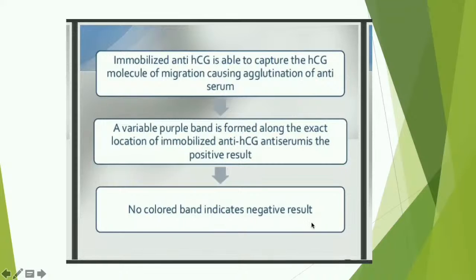So the strip which contains both conjugate and native anti-HCG is dipped in urine. So urine has HCG. Now this HCG combines with the conjugate anti-serum HCG antibody. They form a complex. They start migrating above and there you have the native form of immobilized anti-HCG. Now these three together are able to form what is known as a variable purple band, right? In case the urine did not have HCG, then there is no purple color.